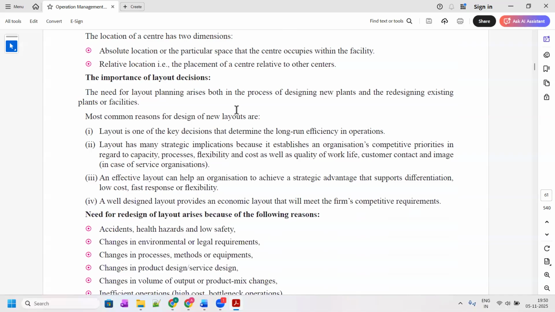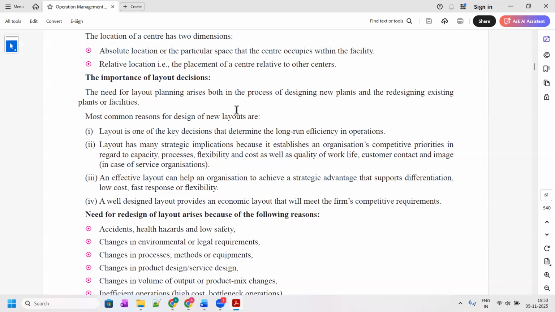And if we have an effective layout, it helps the organization to achieve strategic advantage that supports differentiation, low cost, fast response, or flexibility. And if we have a well designed layout, it basically provides an economic layout that meets the firm's competitive requirements. So that's why layout plays a very important role. It basically improves economic efficiency and meets the customer goals and requirements.